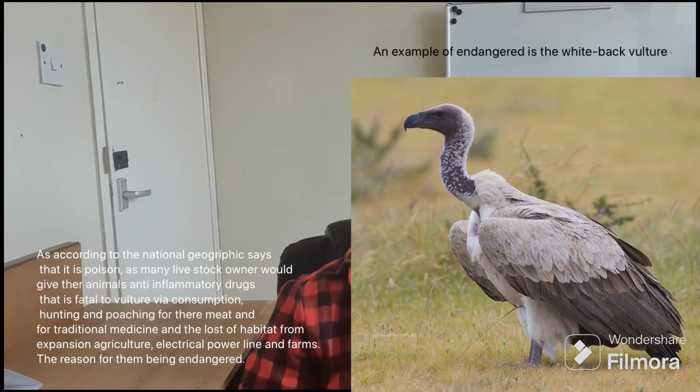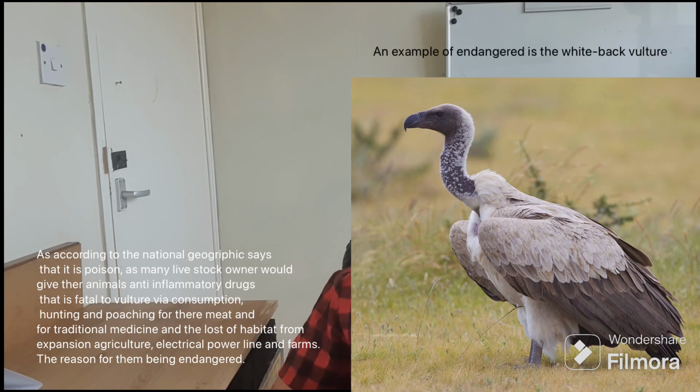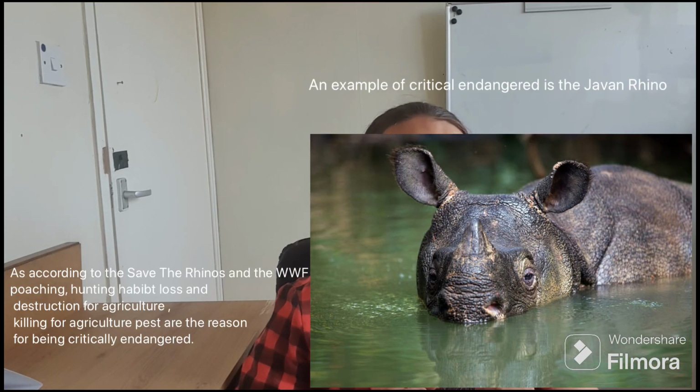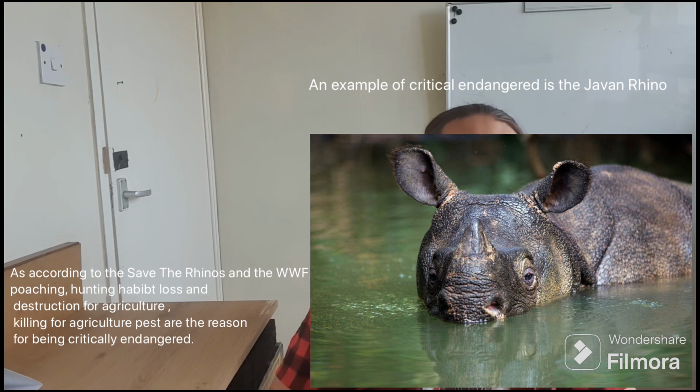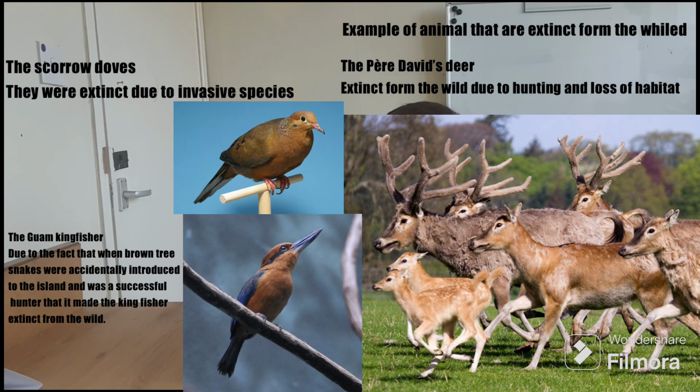Endangered is a species that is at very high risk of being extinct in the wild. Critically endangered is an extremely high risk of being extinct. And then extinct in the wild is when a species is just left in zoos and wildlife preserves, just captivity, right? And they're completely extinct from the wild.